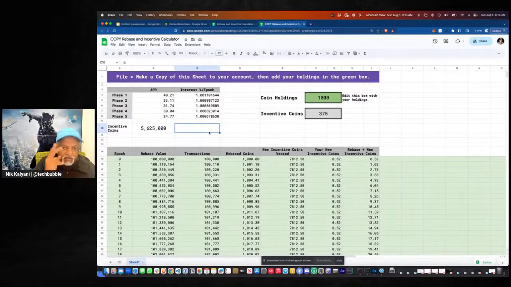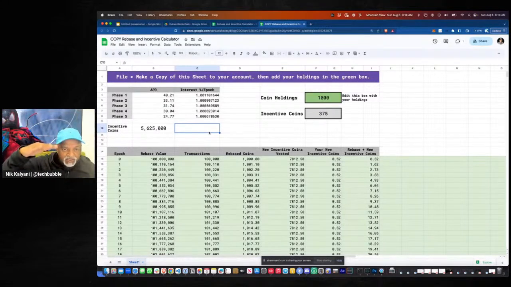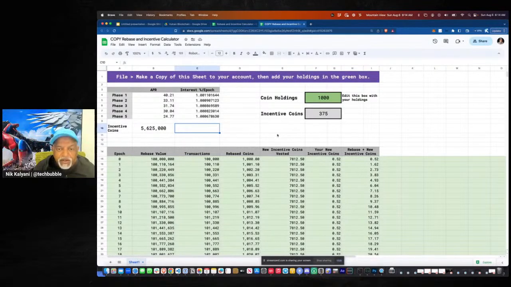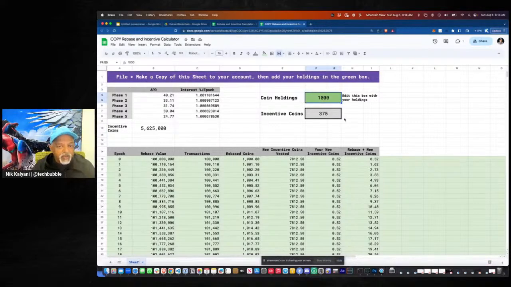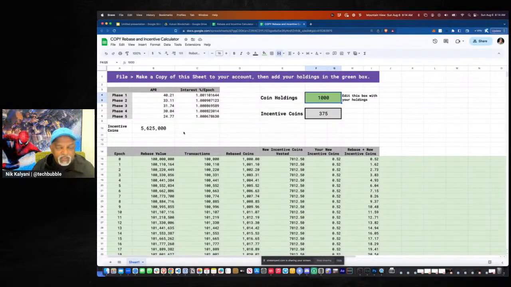So think about it this way. Rebase occurs, you get two bonuses, right? You get, first of all, the compound interest, which increases your holdings. And two, you get incentive coins available to you. So that happens over a 24-month period. All right, moving over to your right in this worksheet. This is just a way for us to simulate, based upon your coin holdings, what would be the incentive coins you are eligible for from this pool.